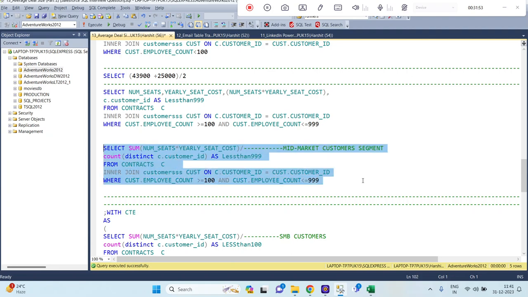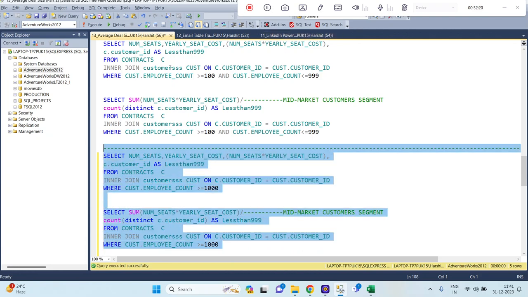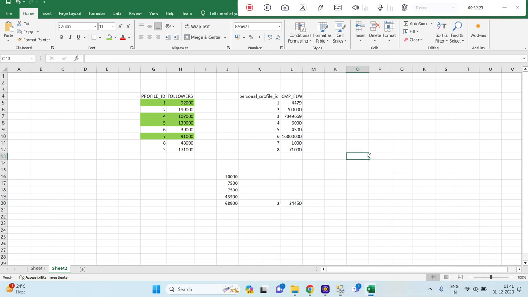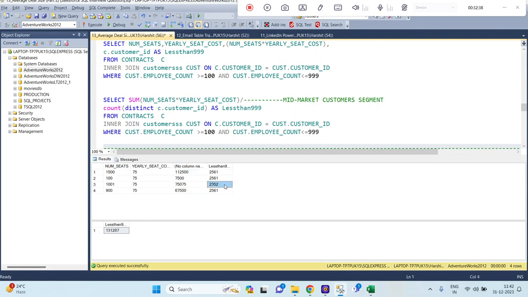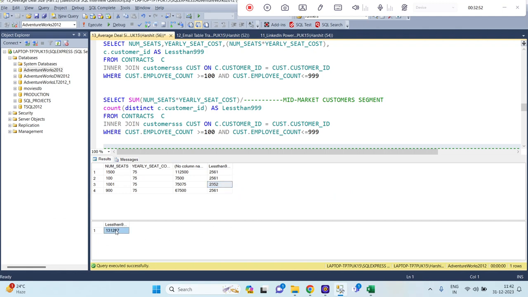But now let me write this one. Over here we need to write greater than or equal to 1000, right? Now let me do again the sum of these four values. This is the sum, right? And divided by distinct customer ID 1 and 2. So equal to this divided by this, 131287.5. 131287, because we have considered it as an integer, the 0.5 is automatically removed.